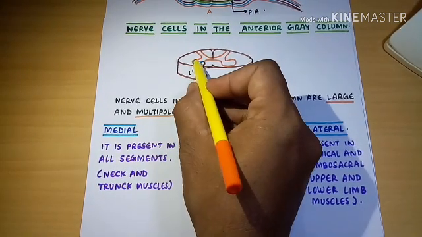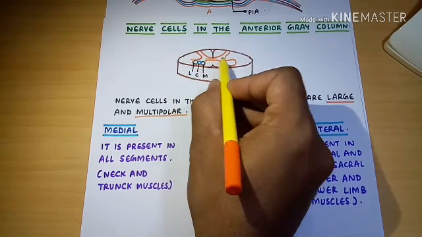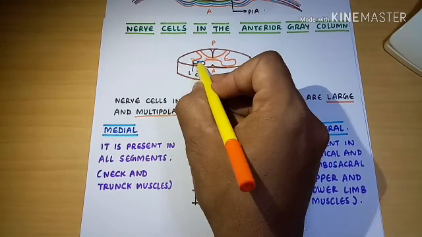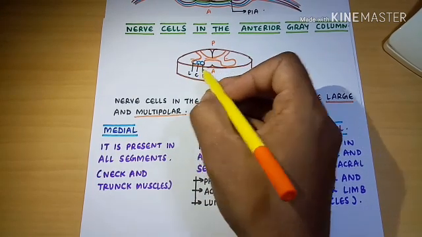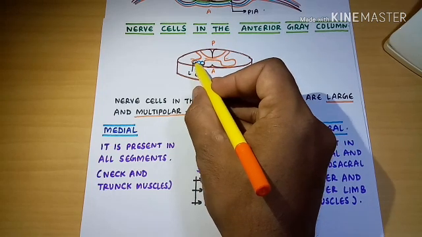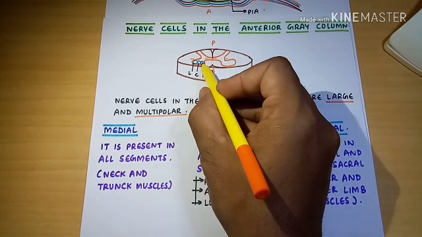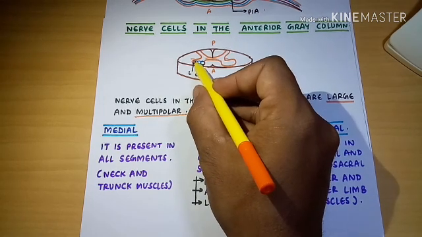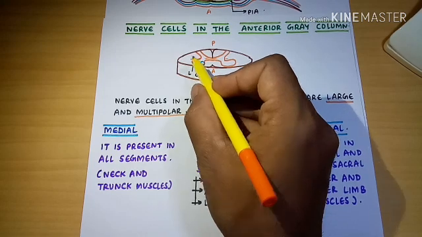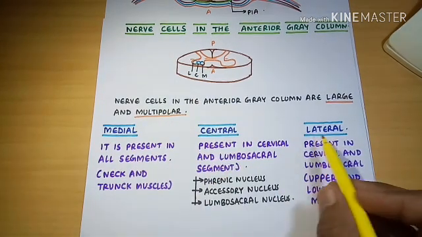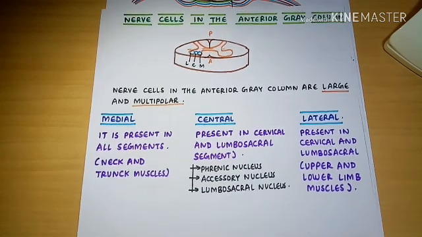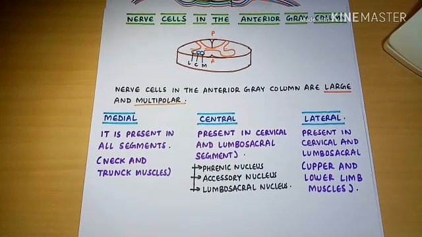If this is the anterior gray column, and this is the posterior gray column, there are 3 types of nerve cells present in the anterior gray column. This is the medial, this is the central and this is the lateral. Medial nerve cells of the anterior gray column, central nerve cells of the anterior gray column and lateral nerve cells of the anterior gray column. The medial nerve cells of the anterior gray column are present in all segments of the spinal cord, throughout the spinal cord, isn't it?